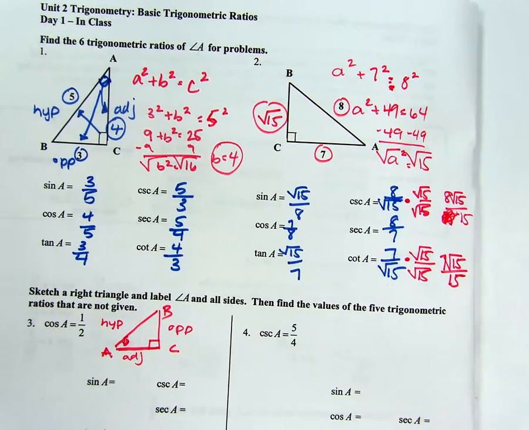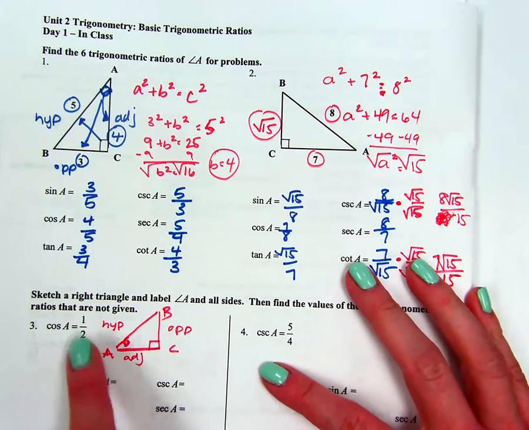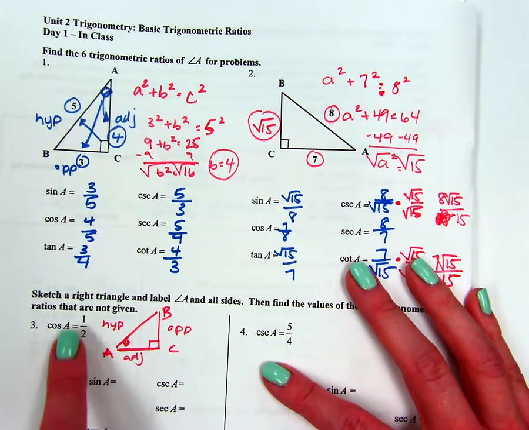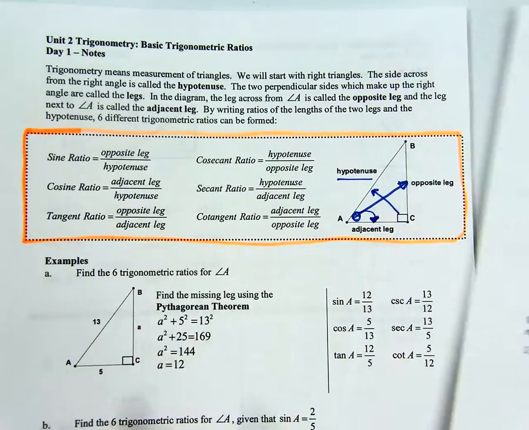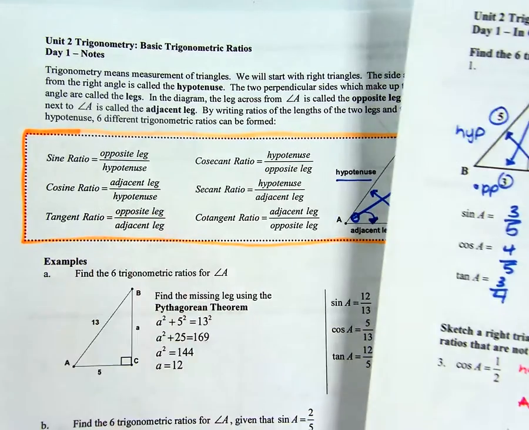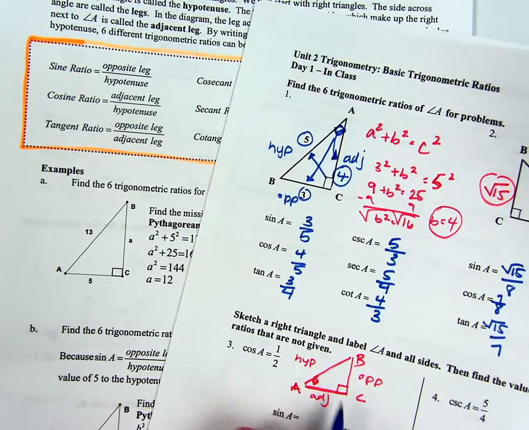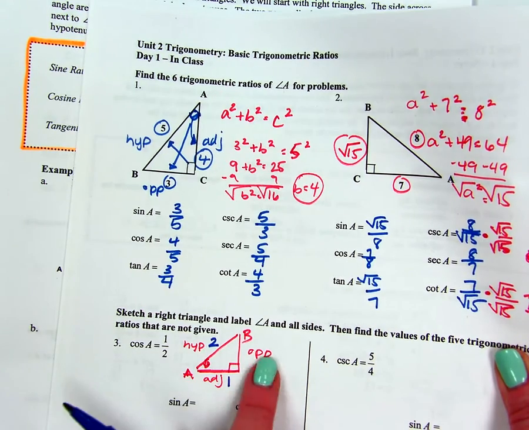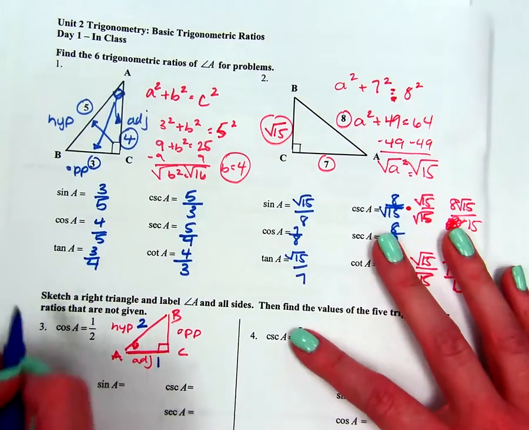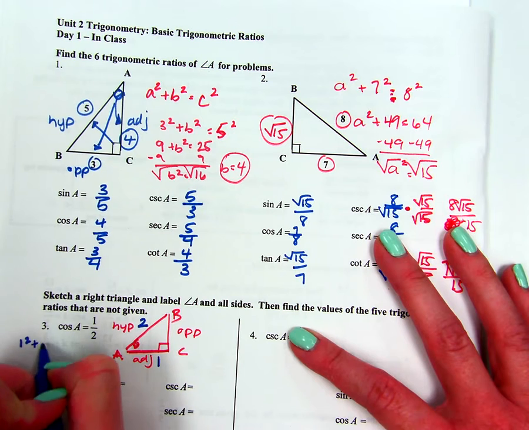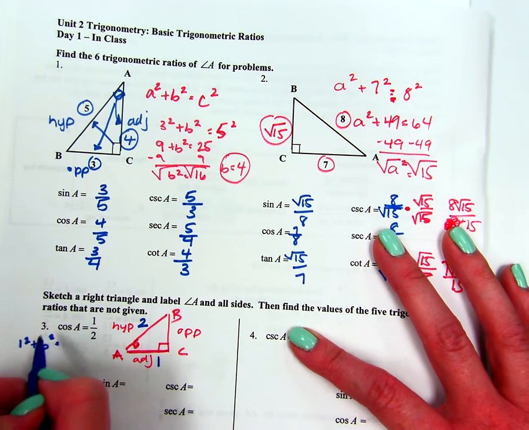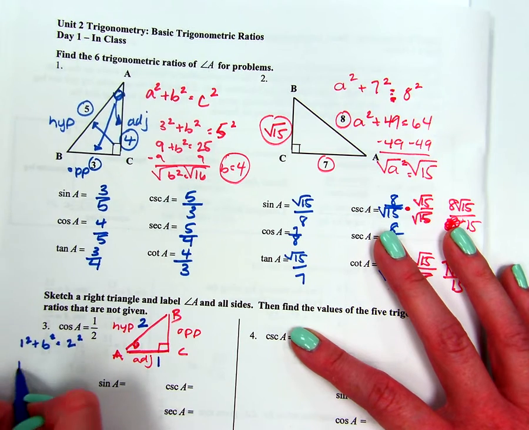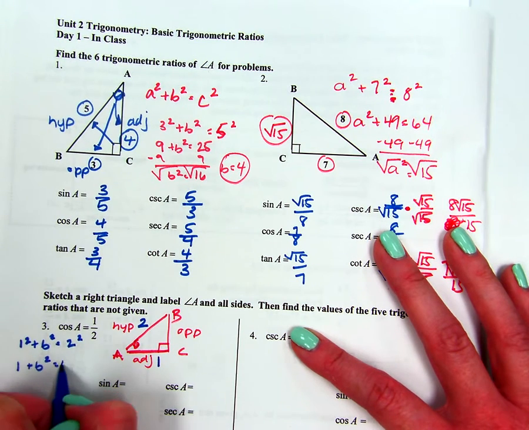So we're going to fill that in, opposite over hypotenuse based off of our numbers. So let's label our sides here. We have cosine, oh actually that was sine, let's look at cosine. Adjacent over hypotenuse, so we have our adjacent here, so that would be 1, and our hypotenuse, which is right here, so 2. So we need to solve for our third side, so we're going to do 1 squared plus b squared equals c squared. So that's 1 plus b squared equals 4.